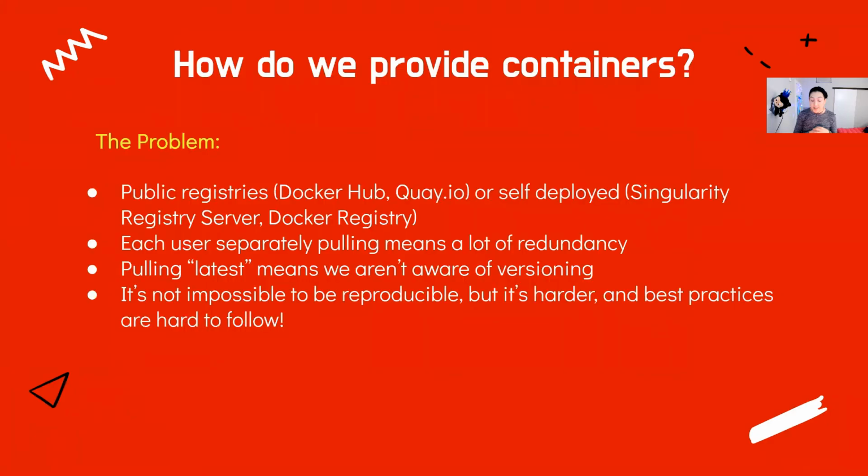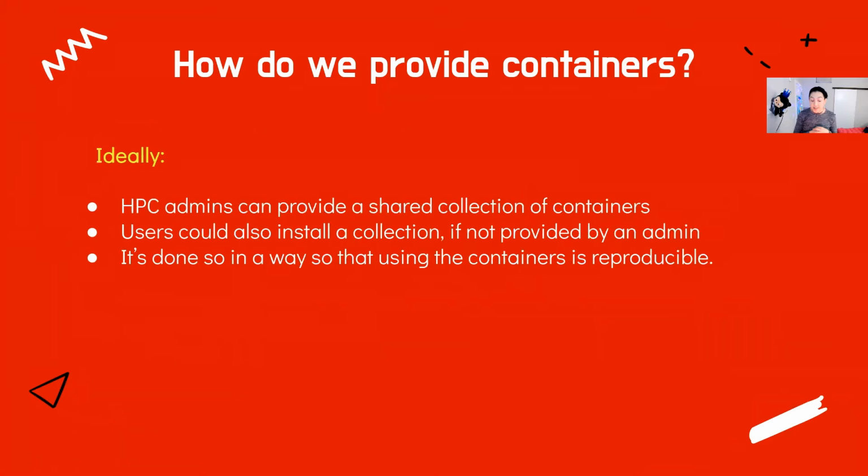Of course, using these traditional registries like Docker Hub and Quay.io is kind of problematic because they weren't really designed with the HPC use case in mind. Imagine every user is pulling their own set of containers. That's a ton of redundancy. Users are probably not thinking about best practices, meaning they're probably pulling a latest tag, which is a moving target. They're also probably pulling the same container at the same time to like 10,000 nodes, which is neither good for the cluster nor the registry. And so while it's not impossible to be reproducible, it's really hard. It's very challenging. So ideally, what if we had a registry that was native to HPC?